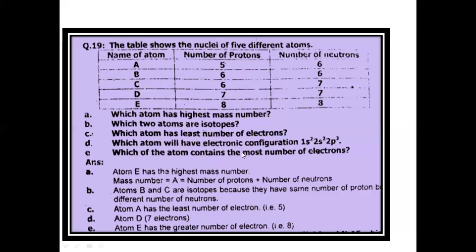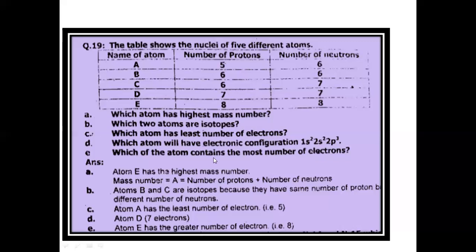Which atom will have the electronic configuration 1s2, 2s2, 2p3? Let us count the total number of electrons. 3 plus 2, 5. 5 plus 2, 7. So the number of electrons is 7. It means the number of protons will also be 7. So which of these atoms has 7 protons? That is D. D has 7 protons, which means it has 7 electrons. So atom D has 7 electrons.